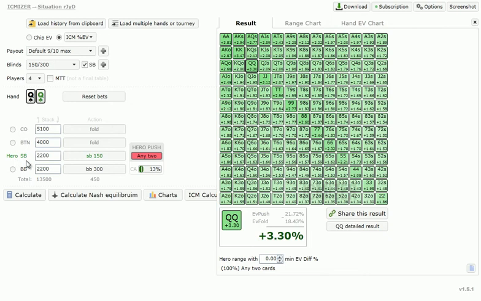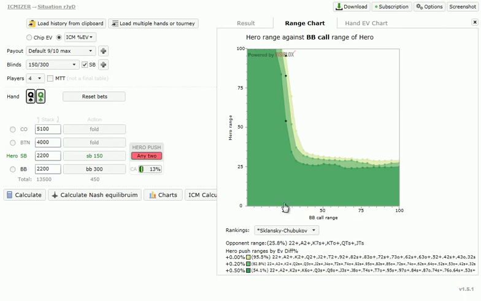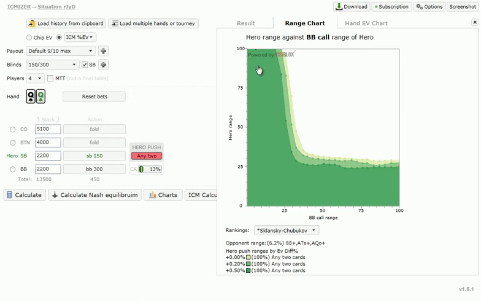Here we have a scenario where hero is in the small blind and he is pushing into the big blind. And let's look at the range chart. The range chart has a different shape. It's not a triangle shape anymore, and let me explain what's going on. If our opponent is not calling us wide enough, for example, if he is calling us with less than 25% of hands, we can basically push any two. Fold equity is simply too good here. He's just not calling often enough, so we can push any two, any hand, and that will make an immediate profit for us.